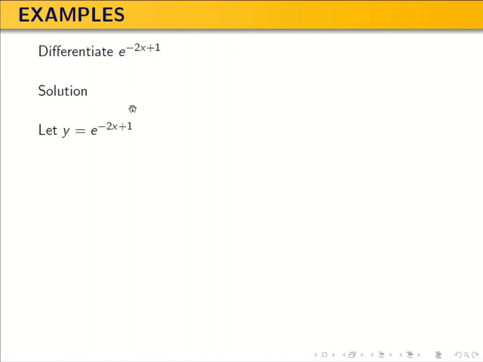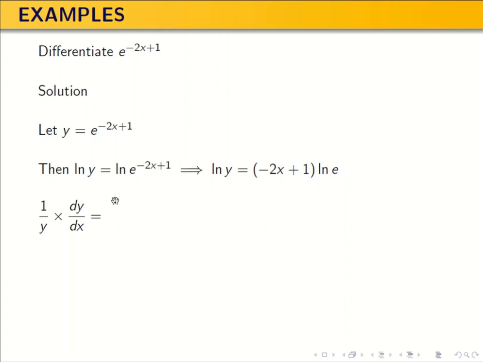You go through step by step like we know. ln of y equals ln of this, and from logarithm I can bring this in front: ln of y equals negative 2x plus 1 times ln e. Now I differentiate both sides implicitly. I get 1 over y times dy/dx equals negative 2 ln e, and this implies that I have dy/dx equals negative 2y ln e.